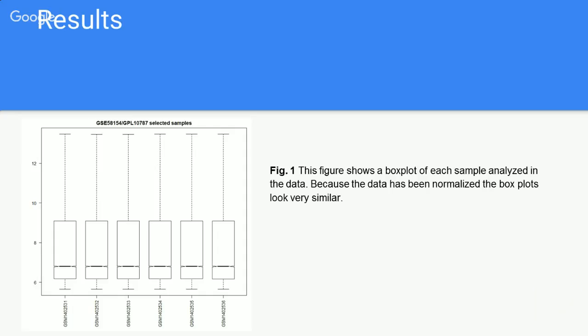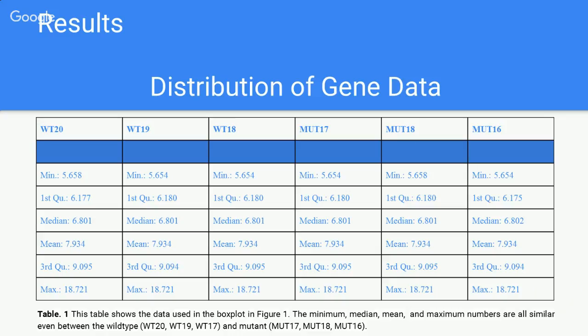So here are results. Here is a box plot of each sample analyzing the data. And because the data has been normalized, all of these box plots look extremely similar. And here is the data used to create the previous box plot. And as you can see, the numbers are very, very similar. So the difference between the minimum values is 0.002.